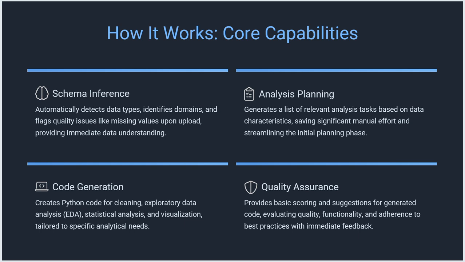Next, the analyst planning module generates a list of relevant tasks based on these characteristics, saving significant manual effort. The code generation module then creates the Python code for these tasks, from data cleaning to visualization. Lastly, the quality assurance module evaluates the generated code, provides a score, and offers suggestions for improvement, acting as a crucial feedback loop.